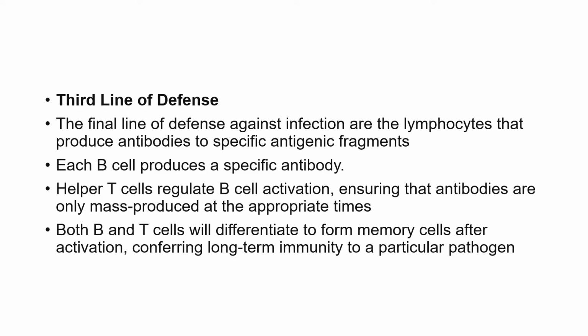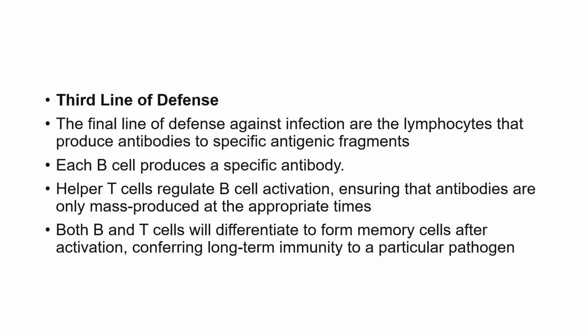Now coming to the third line of defense. The final line of defense against infection are the lymphocytes that produce antibodies to specific antigenic fragments. Each B lymphocyte produces a specific antibody, and the body has millions of different B lymphocytes capable of detecting distinct antigens.